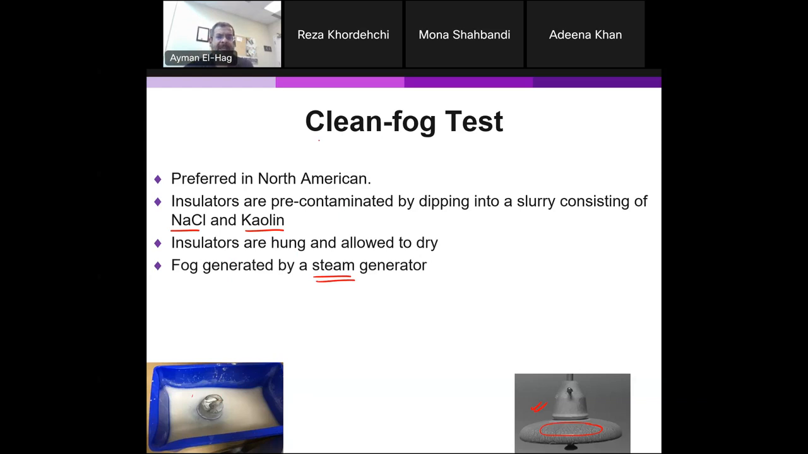Steam, this is why I call it the clean fog test. That steam is not conductive. The conductivity is basically in the pollutant. So whatever conductivity you want to have, we put it with the kaolin, but the steam that we generate is clean, it doesn't have any of these contaminations. And then the test lasts for about 1 hour.